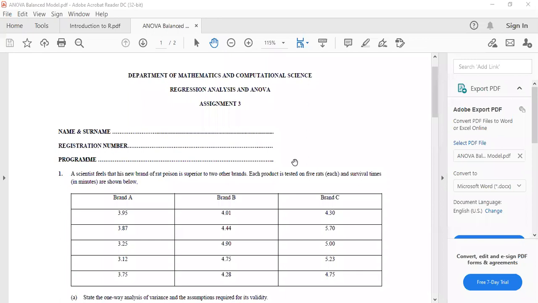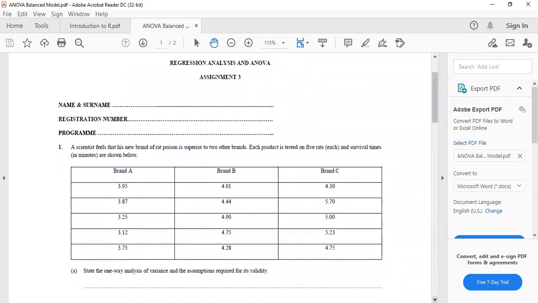So let's look at the question that I gave you yesterday. I gave you two questions, right? One for the balanced design model and the other one for the unbalanced design model. So the question is, how do you observe that this one is balanced and this one is unbalanced?